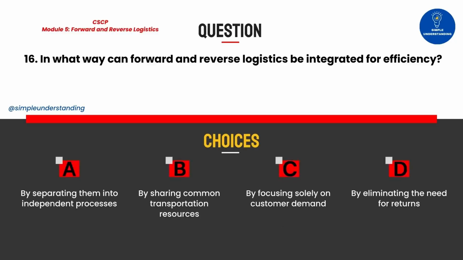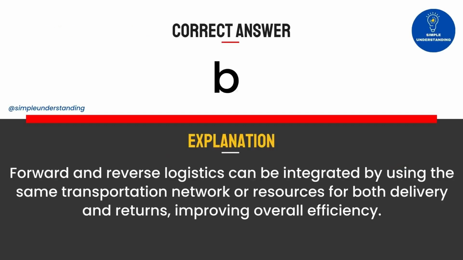16. In what way can forward and reverse logistics be integrated for efficiency? A. By separating them into independent processes. B. By sharing common transportation resources. C. By focusing solely on customer demand. D. By eliminating the need for returns. Correct answer B. Explanation. Forward and reverse logistics can be integrated by using the same transportation network or resources for both delivery and returns, improving overall efficiency.